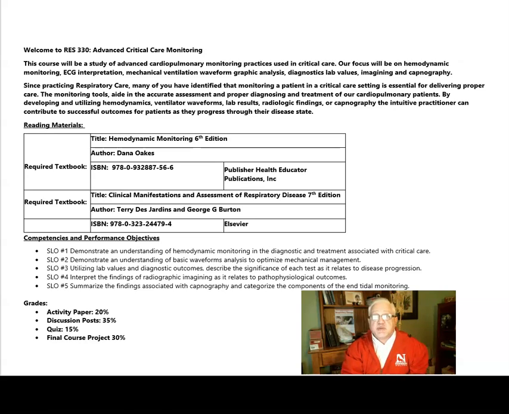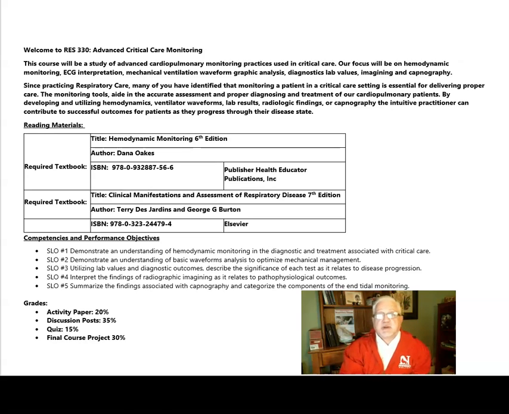During this course, we will be studying advanced cardiopulmonary monitoring practices in the critical care arena. Our focus will be on hemodynamic monitoring, ECG interpretation, mechanical ventilation, waveform recognition, looking at the graphic analysis of those waveforms, looking at diagnostic lab values, as well as imaging and capnography.